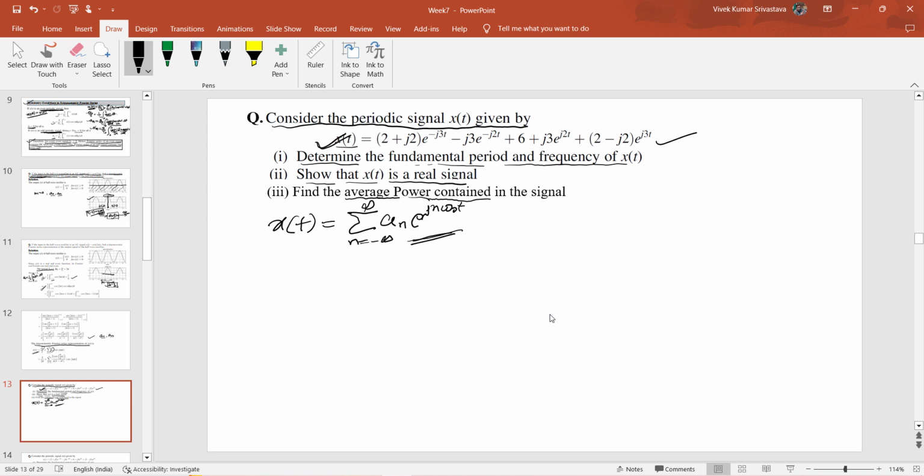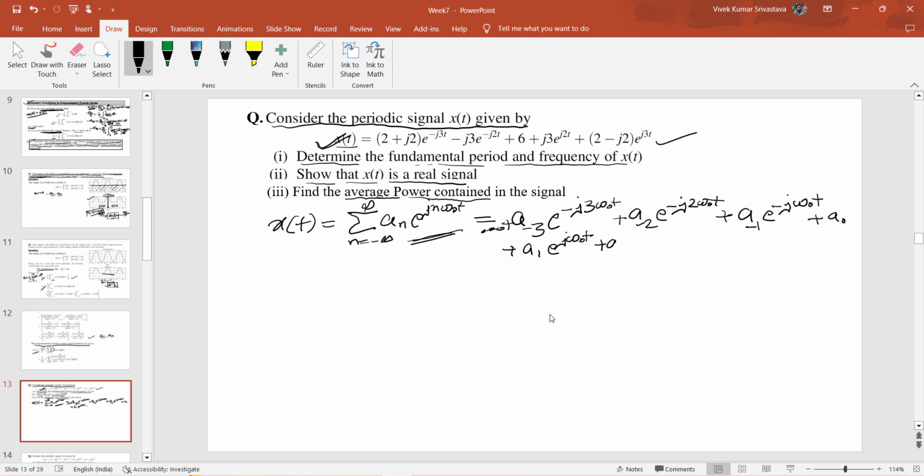Okay, so once you compare this, you can also write it as a of minus 3 e raised to the power j 3 omega naught t plus a of minus 2 e raised to the power minus j 2 omega naught t, and so on, there are some other terms which will be less than minus 3, and this will be equal to a of minus 1 e raised to the power minus j omega naught t plus a naught plus a of 1 e raised to the power j omega naught t plus a2 e raised to the power j2 omega naught t plus a3 e raised to the power j3 omega naught t, and so on.